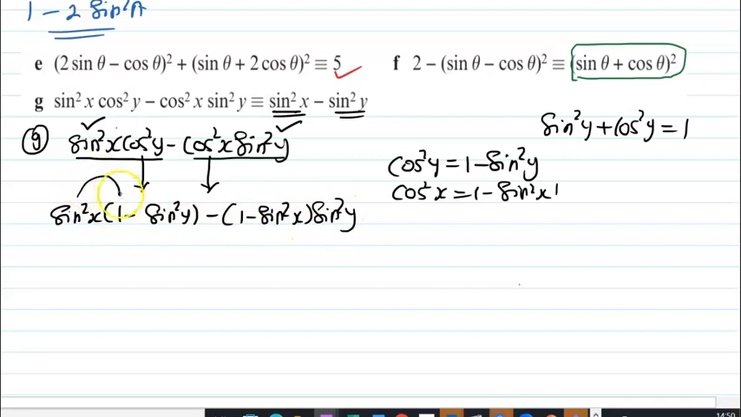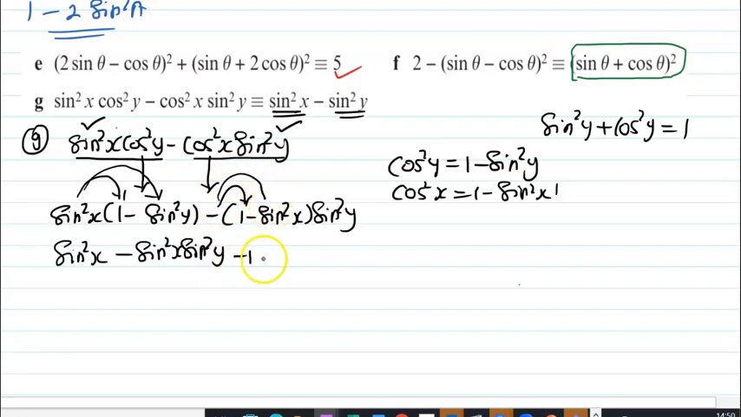Okay, when you multiply this sin square x times 1, it is sin square x. When you multiply here, it should be sin square x and sin square y. When you multiply here, it should be minus, and when you multiply here, it should be plus sin square x and sin square y. Okay, so what we can do, we can cancel minus sin square x sin square y. Okay, and we got this.